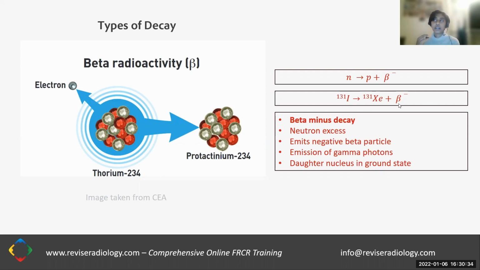If the nucleus has excess energy after this beta minus decay has happened, it may also emit a gamma photon to get rid of that extra energy. And then the final product is the daughter nucleus, which is in the ground state. That is a state of lowest energy. So that's one type of decay.